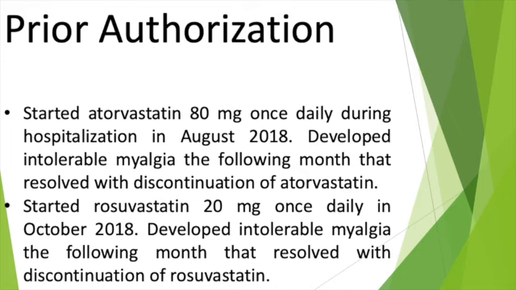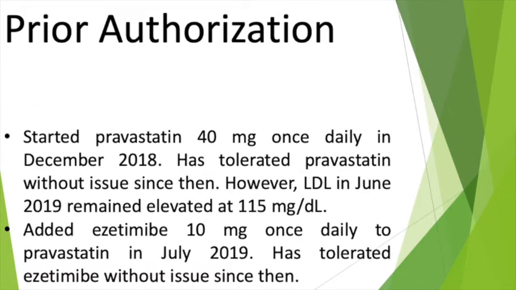At this point, he's trialed both high-intensity statins, the atorvastatin and the rosuvastatin, and so now the recommendation is to trial a statin at moderate intensity that is less likely to cause myalgia. So consequently, Paul started pravastatin 40 milligrams once daily in December 2018. He's tolerated pravastatin without issue since then. However, his LDL in June 2019 was still high at 115 milligrams per deciliter. And so he added ezetimibe 10 milligrams once daily to the pravastatin in July 2019, and he's tolerated the ezetimibe without issue since then as well.